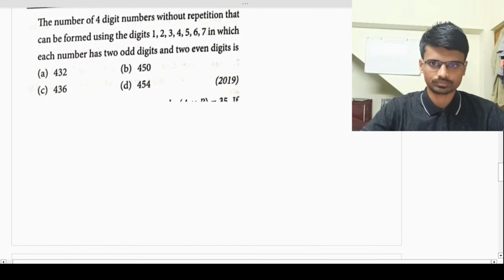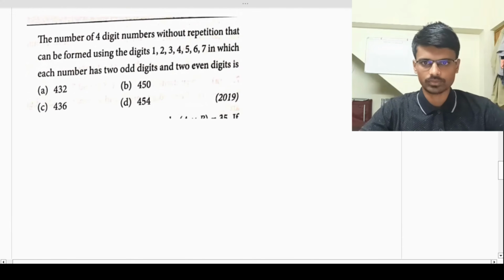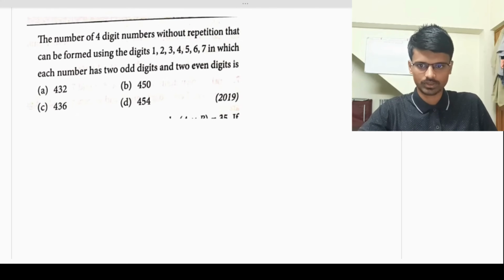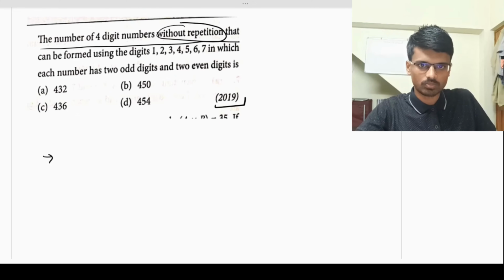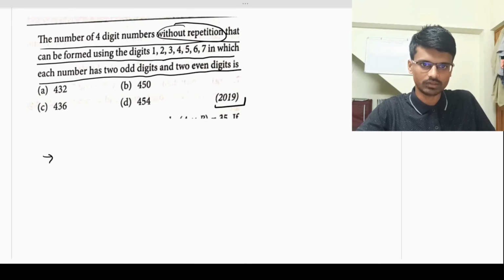Okay, so this is an interesting question. This question was asked in 2019. It is a good question. Let's solve. So what does the question say? The number of 4-digit numbers without repetition. This word is important. Without repetition that can be formed using the digits 1, 2, 3, 4, 5, 6, 7, in which each number has 2 odd digits and 2 even digits.